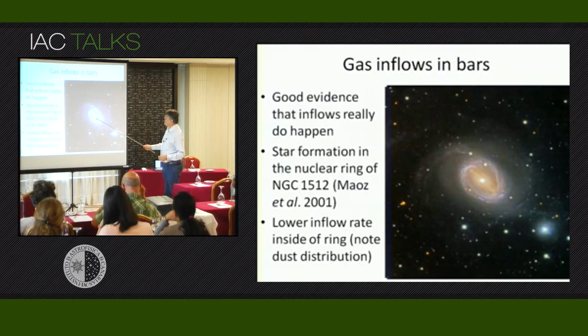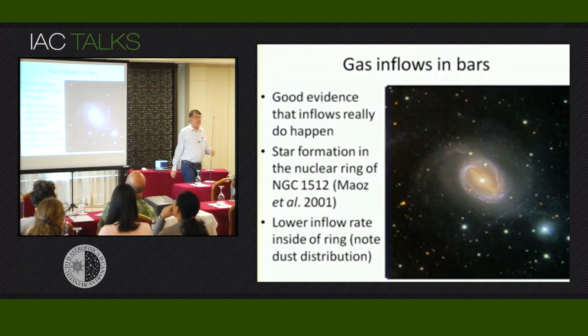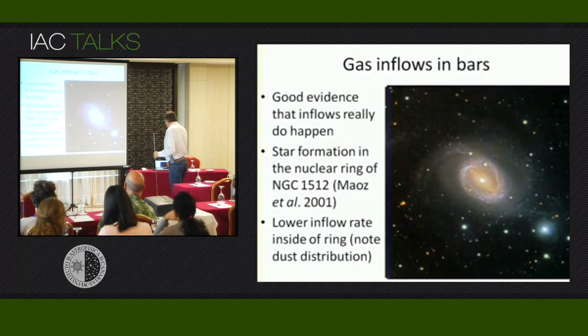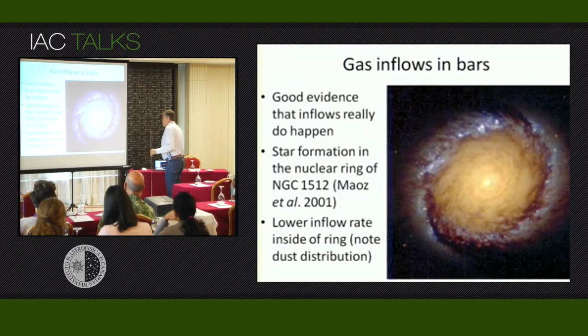This is an image of NGC 1512. This is a nice barred galaxy. You can see the dust lanes on the leading edge of the bar where the shocks are predicted to form in those hydro simulations. Dust lane is where the density is high, and it was Kevin Prendergast 50 years ago who pointed out that the location of the dust lanes is a good indication of a shock.